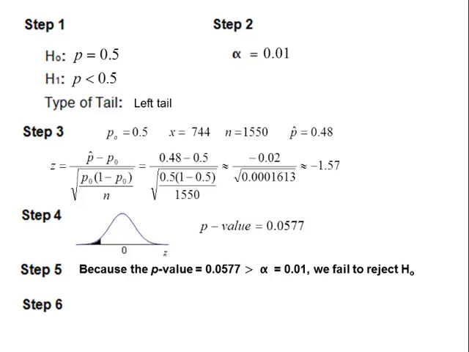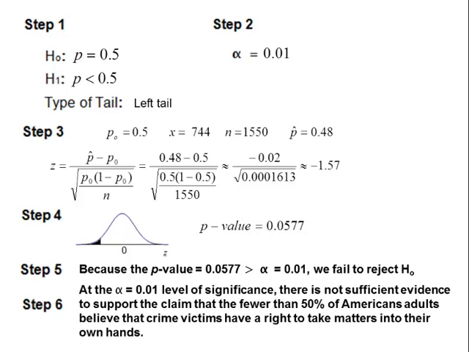Step number 6, at the alpha equal 0.01 level of significance, there is not sufficient evidence to support the claim that fewer than 50% of American adults believe that crime victims have a right to take matters into their own hands.